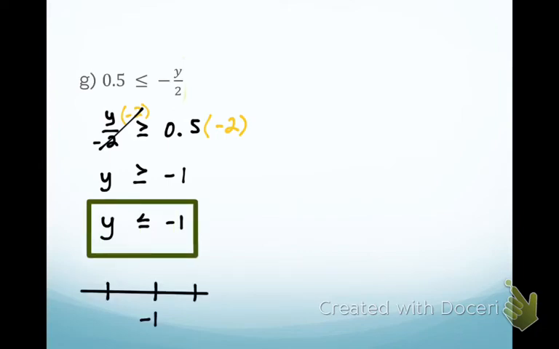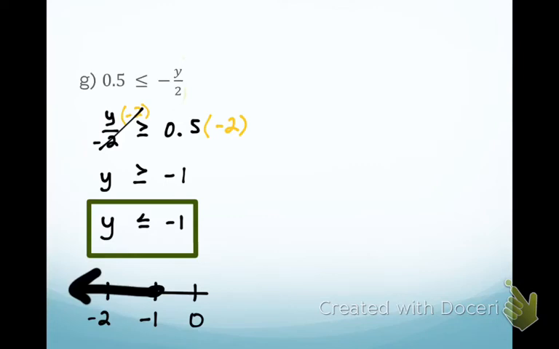He's got his -1 in the middle, -2 to the left, and 0 to the right. He told us that it was a closed circle because there is an equal sign. And then he said all solutions are less than -1, and that is a true statement. Raise your hand if you got the same answer that he did up here on our screen. All right, nice work, guys.